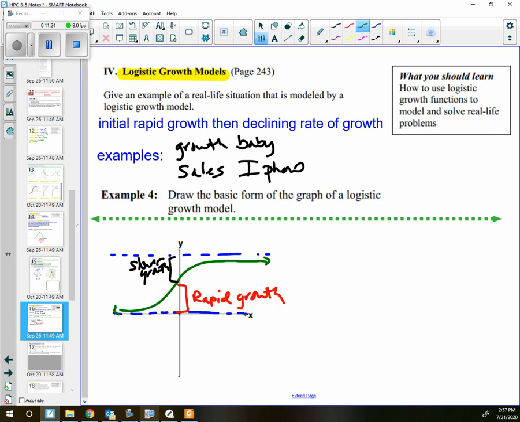So think about what these asymptotes represent. This would be like the maximum value you could ever be, like your maximum height, and this would be the minimum value it ever could be. So when you're starting at the bottom. So those asymptotes represent the boundaries of what values you're looking at.